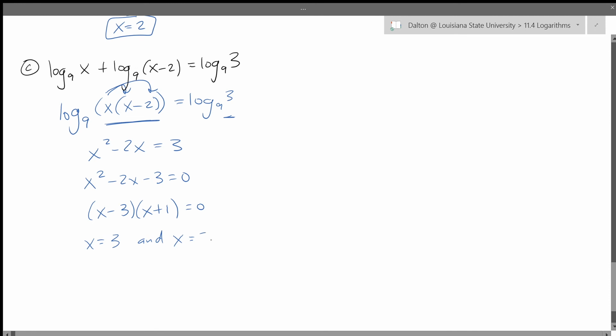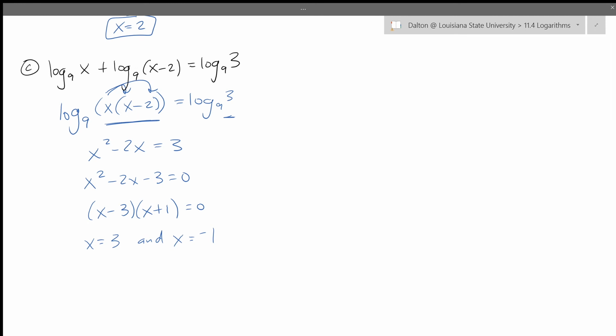And then that implies that our values are going to be x is equal to 3 and x is equal to -1. Now, earlier we discussed the idea that you cannot have a base that is 0 or less than 1. The other thing is this: you cannot have the log of a negative value. And again, the reason is just that discrepancy of negative numbers being raised to other exponents.